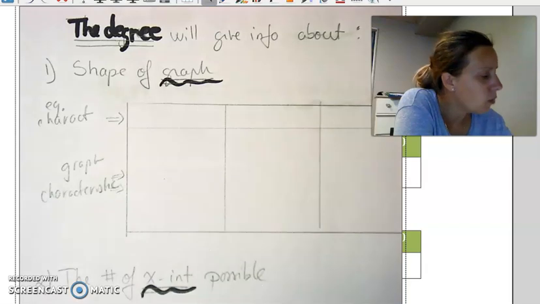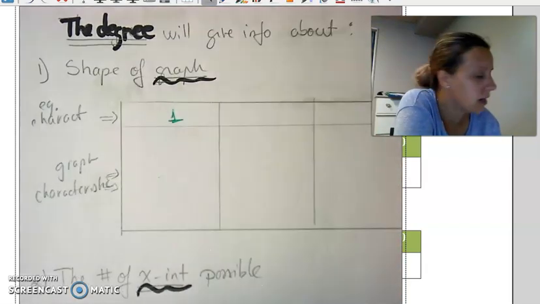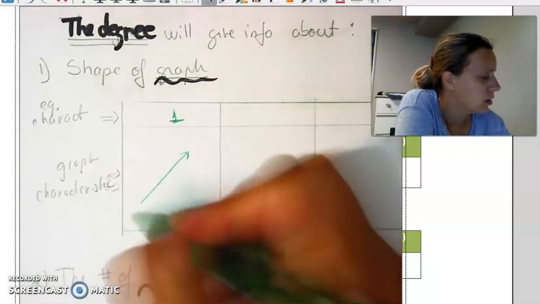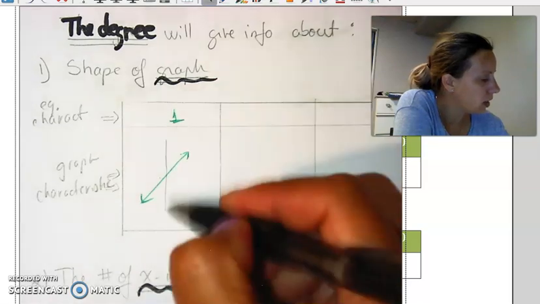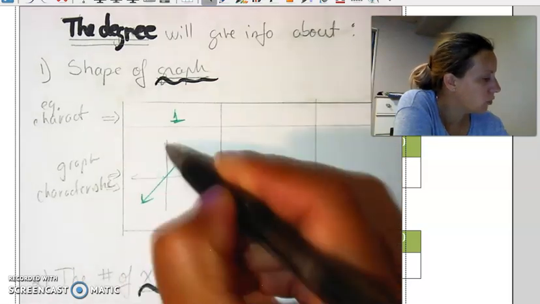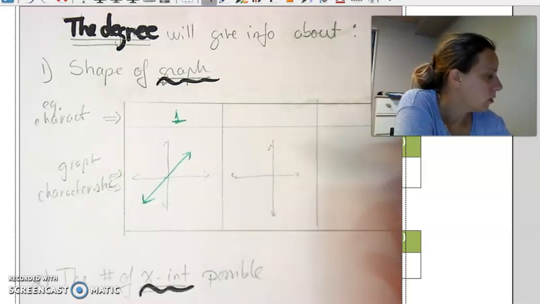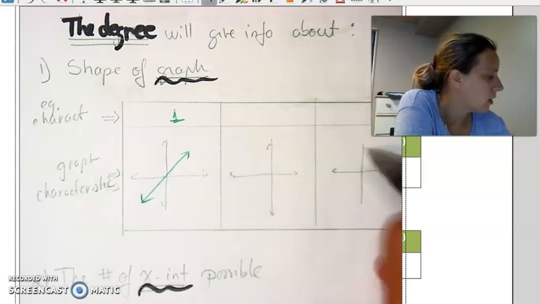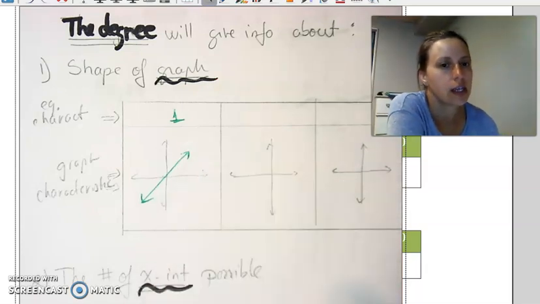Okay, so for the degree 1, for a linear function, the shape of the graph is a line. Okay, so I'm just going to do a line. Now if you want, you can put the x and y axis in it. Maybe I'll do that too for all of them. That's the first one. It doesn't necessarily have to have only this orientation. We're just talking here about the shape.